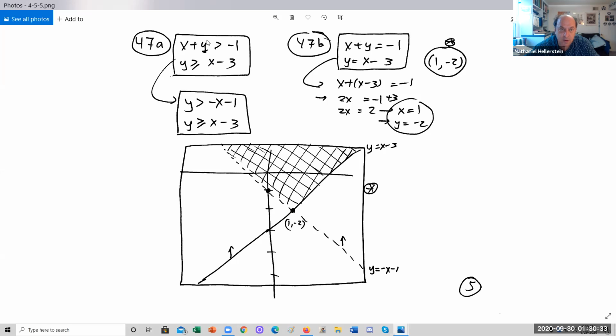For this one, y greater than negative x minus 1 is the graph of negative x minus 1, and we want to be above that, strictly greater than. y greater than or equal to x minus 3, here's the y equals x minus 3 line, and we include the line, and we include everything above it. So above this line, that's this quarter of the plane. And this corner point here is 1, negative 2.